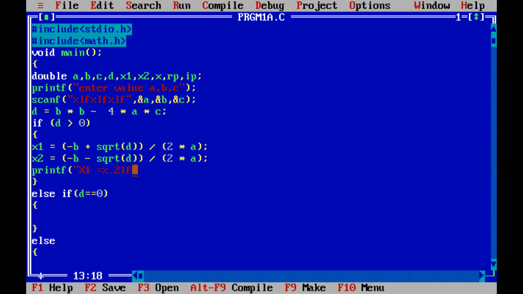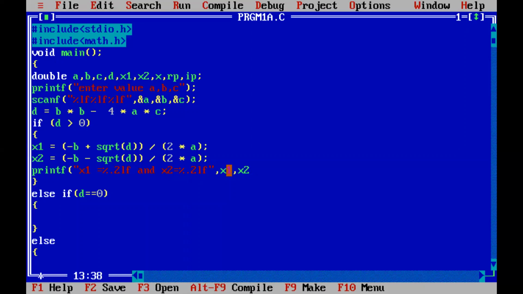Now, what is the next thing we want? There are two roots, right? So x1 and x2 equal to, where we want the value to be printed, we give percentage 0.2 lf. So you will be passing the values of x1. Don't use capital letters. We have declared them as small letter x1 and x2. This is not the variable name, but I am just using the same thing. So x1 comma x2. Got it?